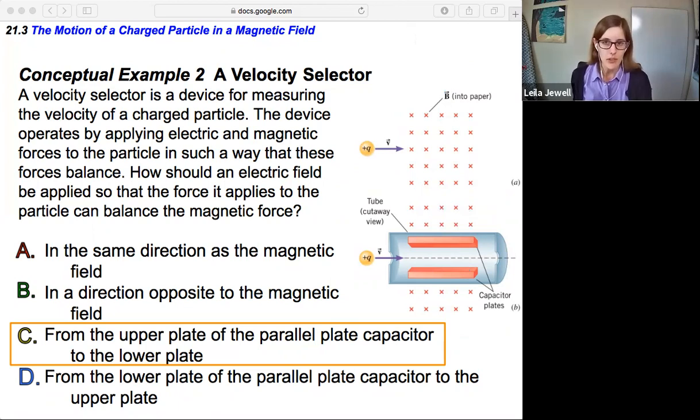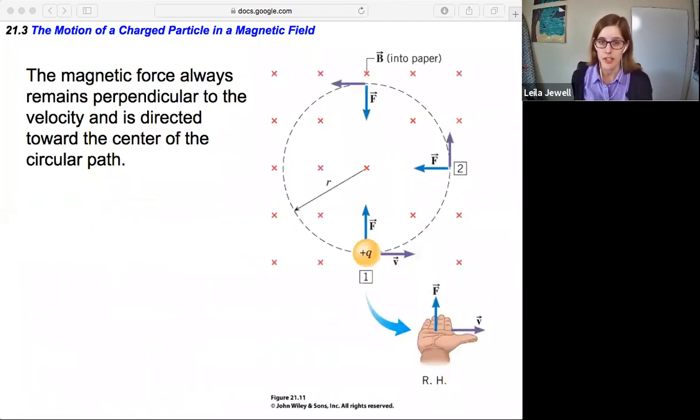We want to keep looking at this idea of how magnetic force can act on a charged particle and what it means for its motion. Because the magnetic force is always perpendicular to the velocity, if a charged particle remains in a uniform magnetic field, then the charged particle is actually going to start traveling in a circle.